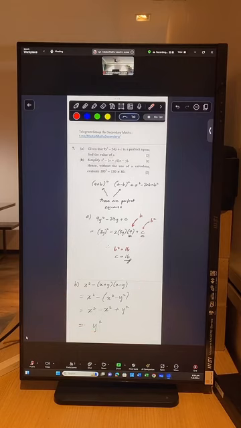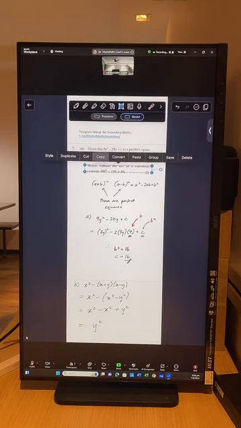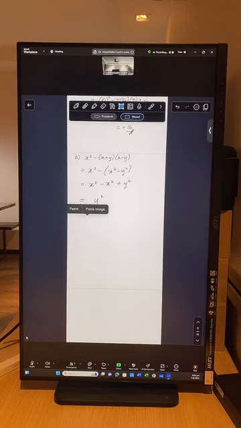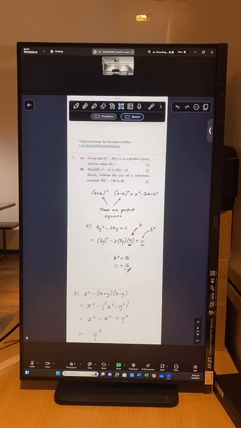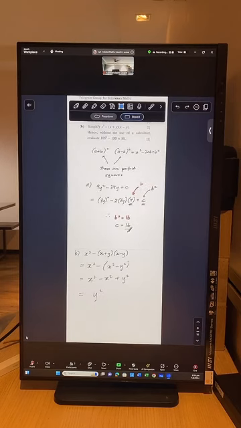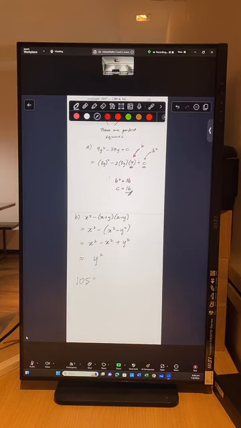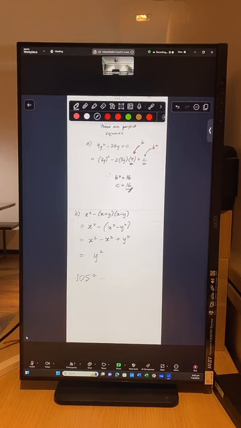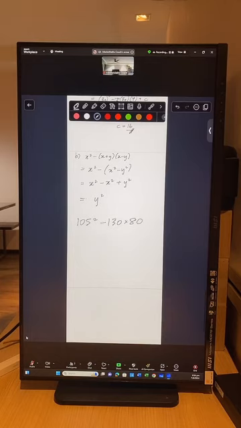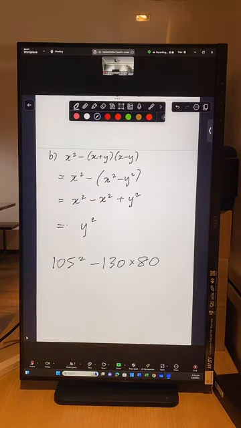Now, hence, without the use of a calculator, evaluate this. Okay, so let me just copy this and put it down here. Alamak. Okay, then let's try that again. 105 square minus 130 times 80. Now, how are we going to evaluate this using this?